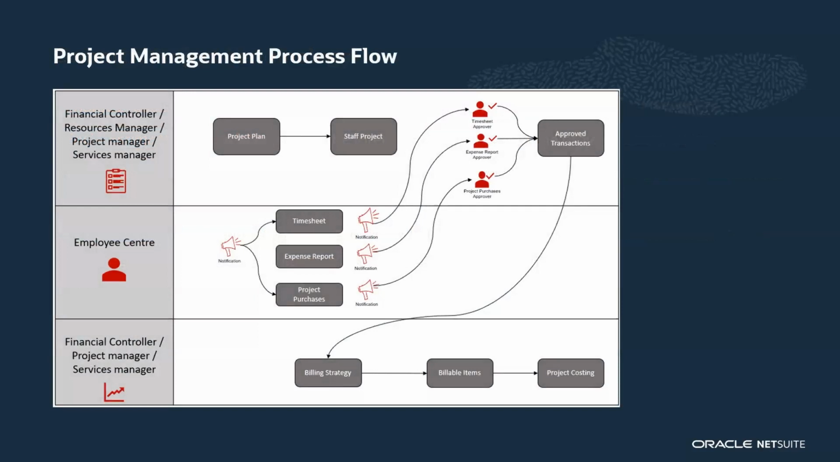But at a very high level, a project management flow involves many different stakeholders. Someone at some point is going to define the project. That could be a project manager, a resource manager, or a financial controller. They all might have some input, and they're going to staff the project. But then the people on the ground, the middle box here, the employee center, they are going to be logging expense reports, logging time, and they might have project purchases. So once these transactions are approved, then we look at our billing strategies and we're going to bill the customer. That's at a very high level what's happening.